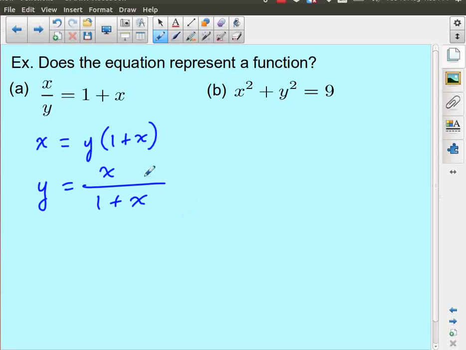And now we ask ourselves, if I put values in here for x, is there any value that I can put in here for x that gives me multiple values for y, gives me different answers for y? And the answer to that is no.